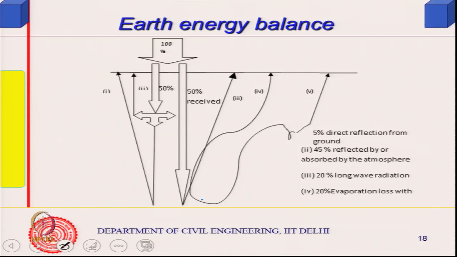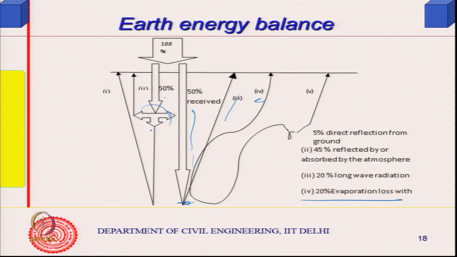You see, at the top of the atmosphere we get 100%, supposing I get 100% solar radiation. Now, what happens is, if you look at it, some of it, 50%, is received directly at the ground, and some of it will be reflected away straight away at the top of the atmosphere. Now, this is number 4, and number 4 is 20% by evaporation loss. Moisture is there at the ground level, the sea is there, so evaporation loss, and this 50% is absorbed.